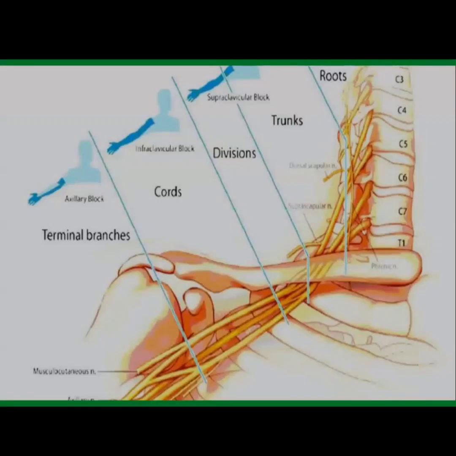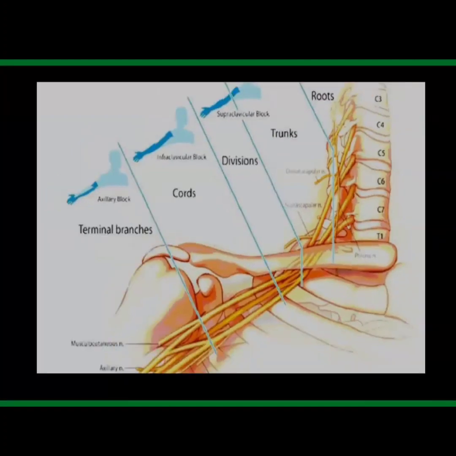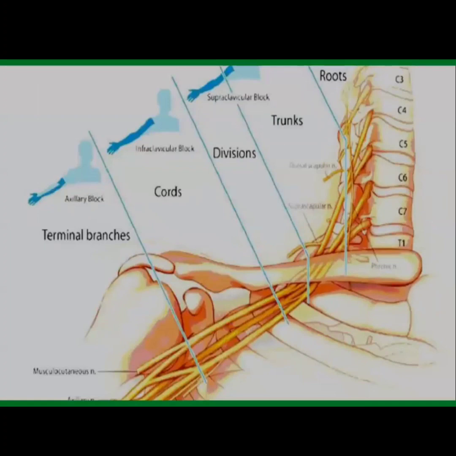For the roots, if we want to block them, we will perform the interscalene block at the interscalene space, and with supraclavicular nerve block, we will block the trunks and divisions of the brachial plexus. And then with blocking the cords, we will go with the infraclavicular approach. And for terminal branches, like the median nerve, axillary, and radial nerve, we will go with the axillary approach.